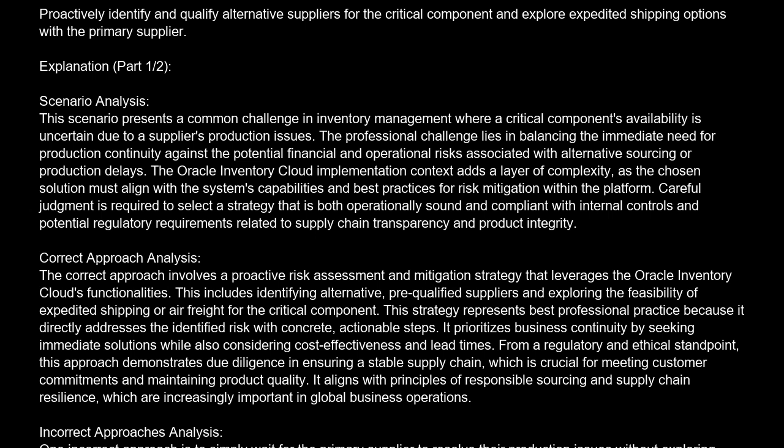Careful judgment is required to select a strategy that is both operationally sound and compliant with internal controls and potential regulatory requirements related to supply chain transparency and product integrity.